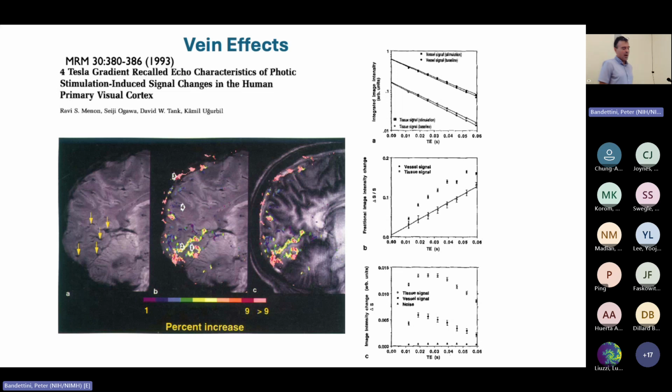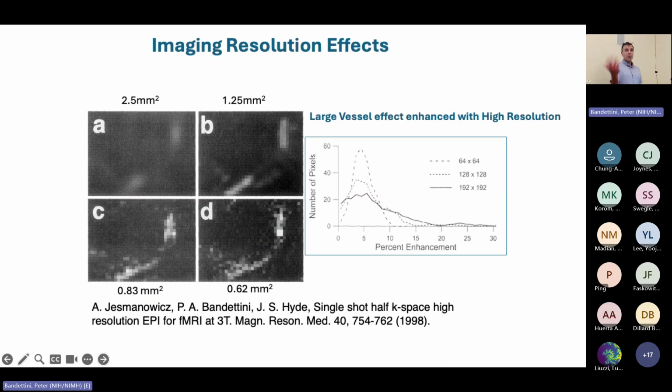All right. This was also an early paper that illustrates the same thing. This was by Ravi Menon, in which all these arrows show where the vessels are, and he was showing the echo time dependence, showing that where the vessels are, the percent signal change and the contrast is a lot higher. And he was just proposing a way of getting rid of these by blocking out the areas that show the dark dots.